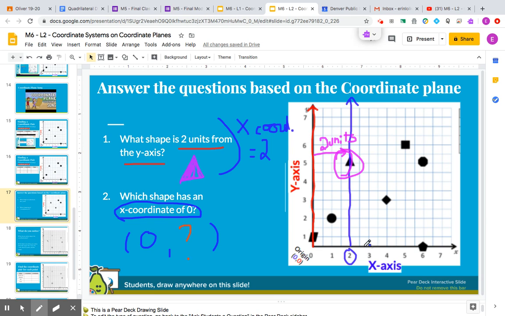I look at my x-axis and I find x equals 0, or that origin point. I then have to look what shape has an x-coordinate of 0. And I can see at y equals 1 that I have a parallelogram. And that has an x-coordinate of 0 because it did not move away from my origin on the x-axis.